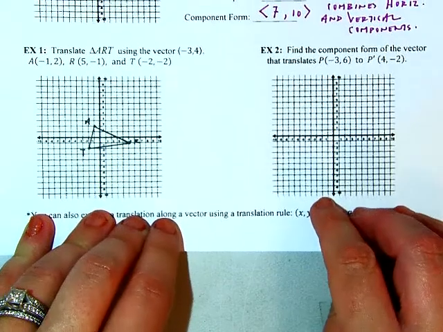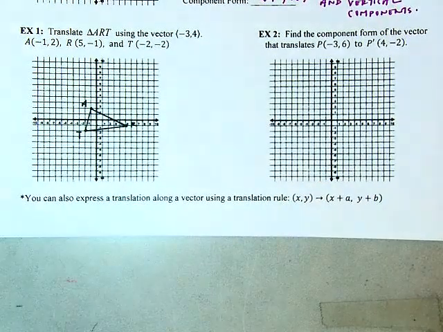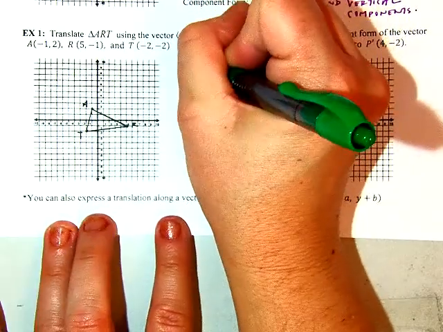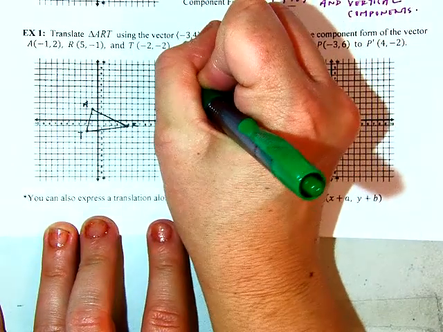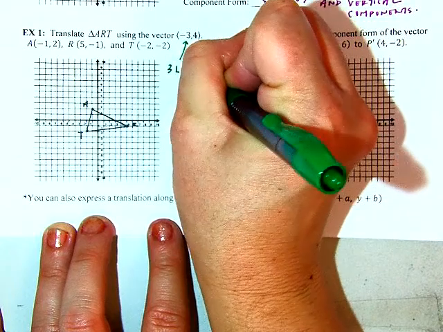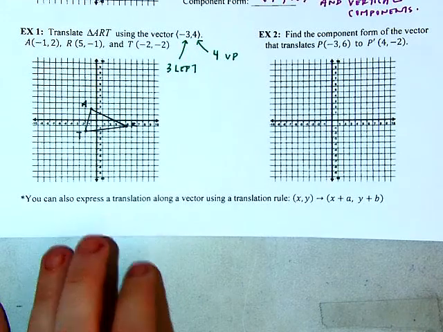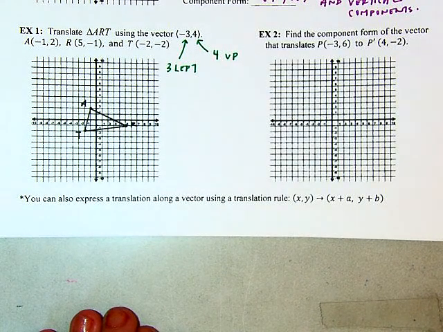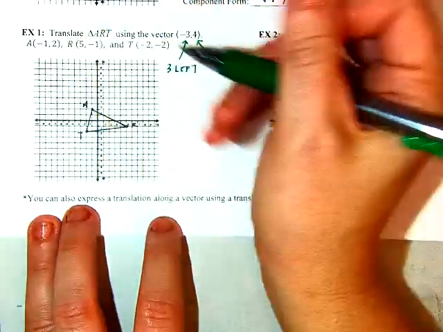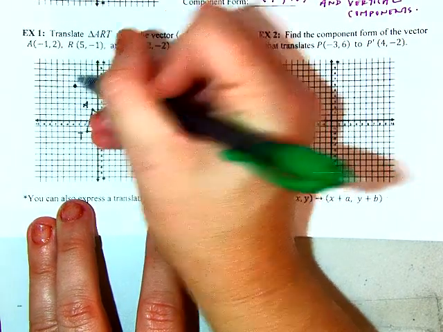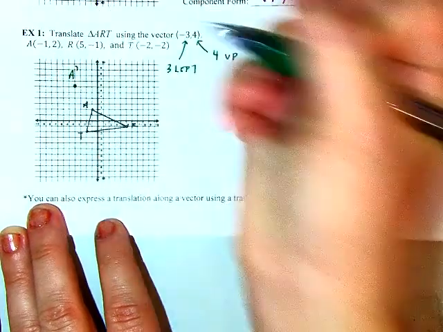All right, so next we're going to translate triangle ART using the given vector. So <-3, 4>. We see the pointy brackets again. So what this is telling us right here is that it's going to go 3 to the left and 4 up. So each point is going to move 3 left, 4 up. So let's start with A. 3 left, 4 up. So my new A will be right here, and I'll call it A prime.